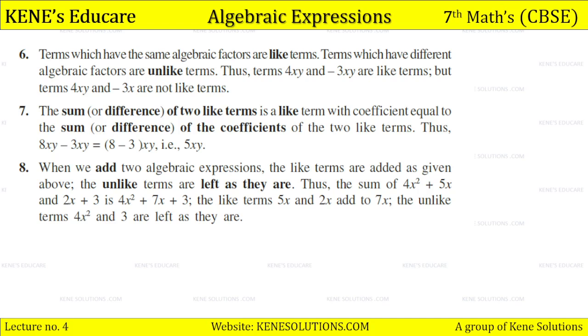When we add two algebraic expressions, the like terms are added as given above. The unlike terms are left as they are. Thus, the sum of 4x square plus 5x and 2x plus 3 is 4x square plus 7x plus 3. The like terms 5x and 2x add to 7x. The unlike terms 4x square and 3 are left as they are.